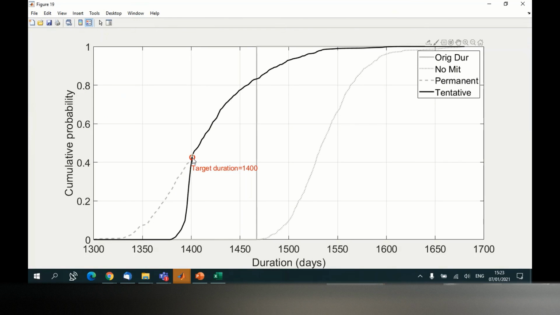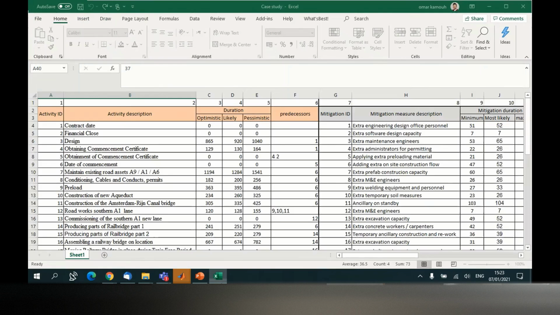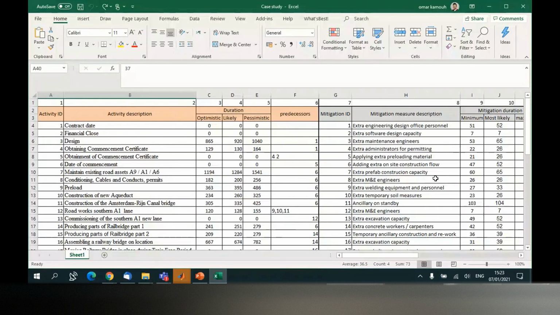But again, if you are not happy with this probability, if this is low for you, the only thing that you can do actually is to play with your mitigation measure. It means that you don't have enough mitigation measure, and your project is so delayed that your existing mitigation measures are not enough for you.